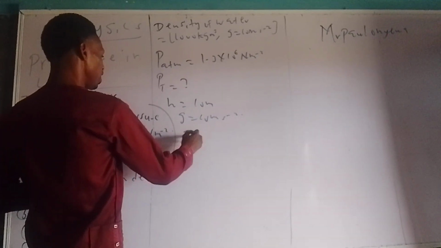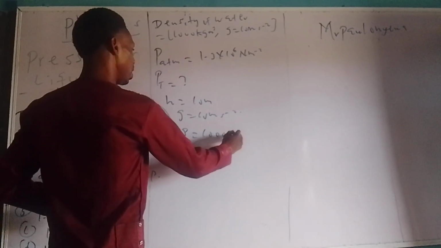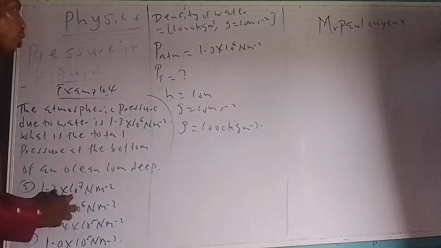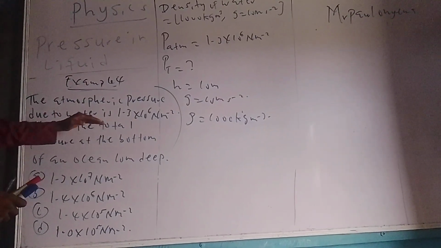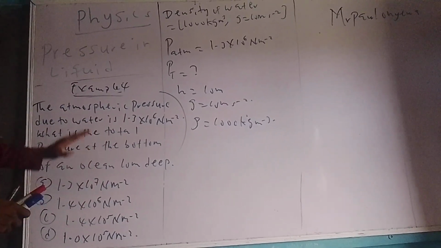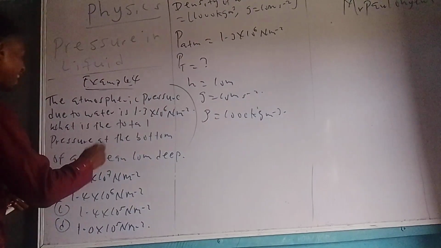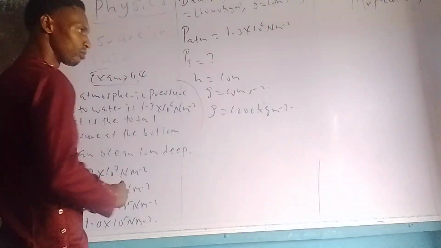So our density of water is constant, that is 1000 kilogram per meter cube. Now, when you come across a calculation, which formula are you going to use? Please take note of this. Because they're talking about water, and because they say what is the total pressure at the bottom of an ocean.